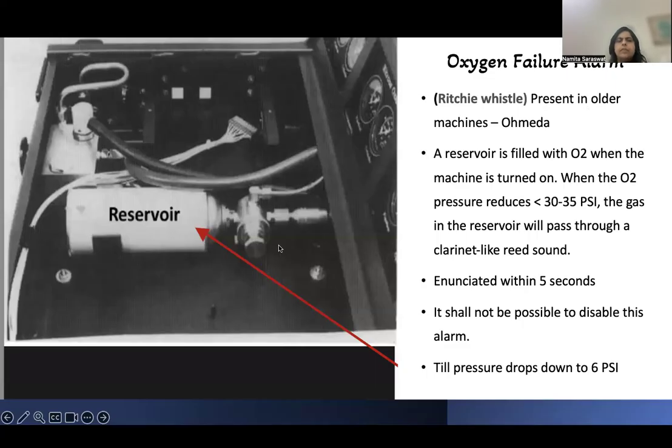When the machine is switched on, there is a reservoir which will be filled with oxygen. When the oxygen pressure falls below 30 to 35 psi, the gas in the reservoir will pass through a clarinet or reed, producing a sound like an alarm. This alarm should be enunciated within 5 seconds, and it should not be possible to disable it. The alarm can be disabled after 120 seconds, or it will automatically disable if the pressure drops below 6 psi.